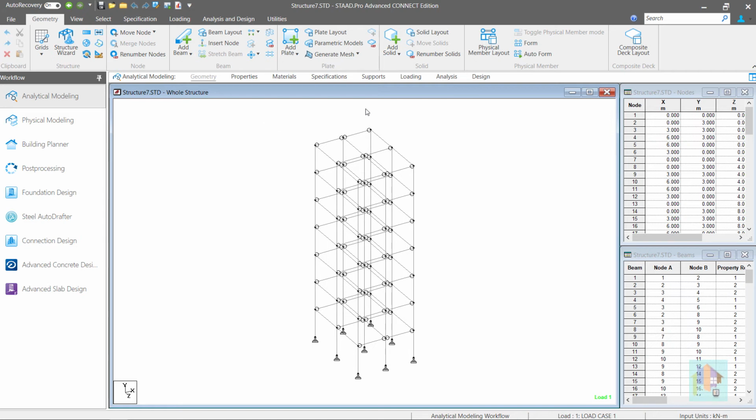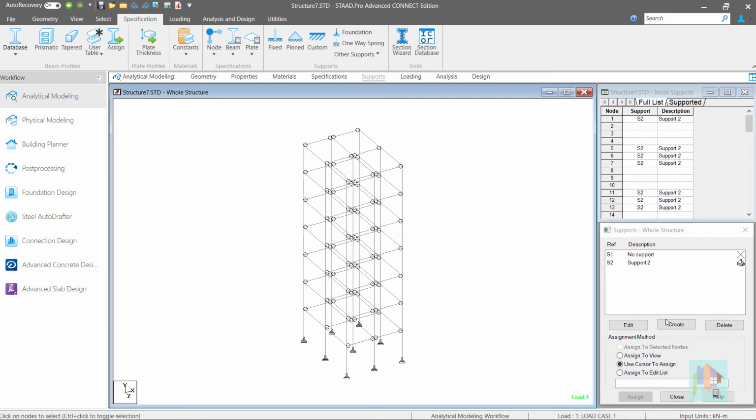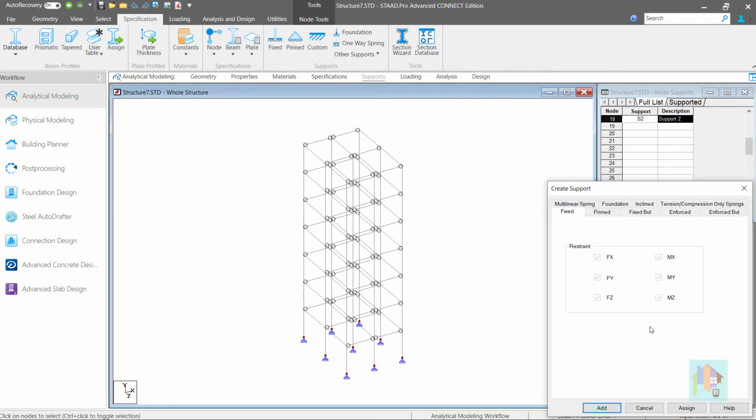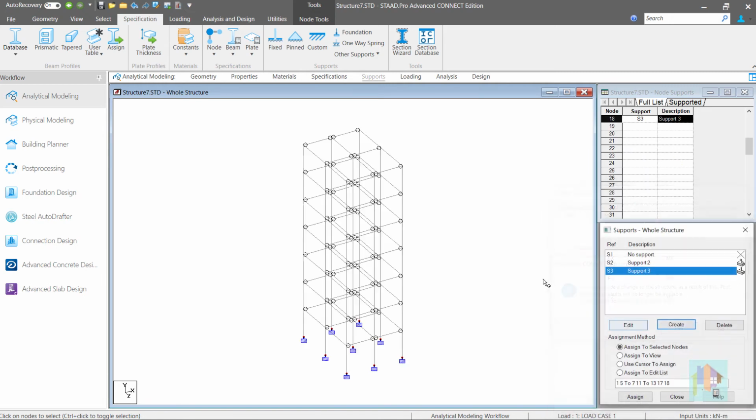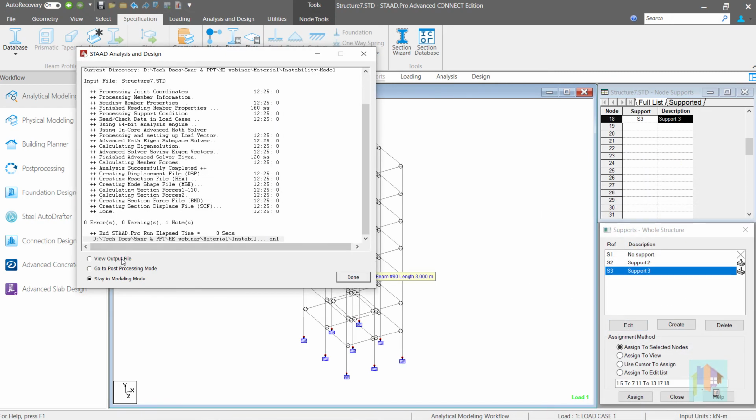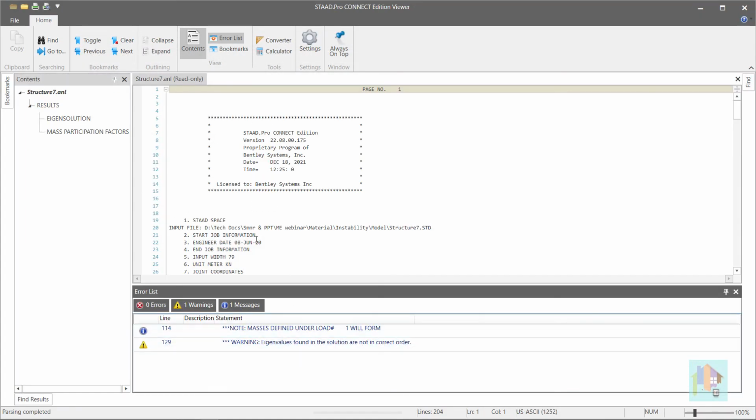To fix this problem, we need to assign rotational stiffness at the support level, change the support from pinned to fixed, which has full rotational restraint, and analyze. Now there is no instability. Time period is also okay.